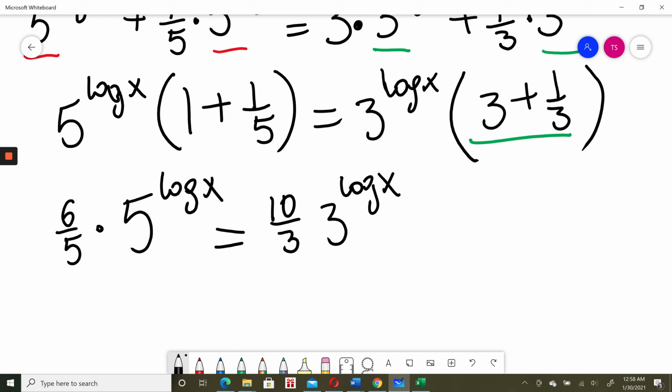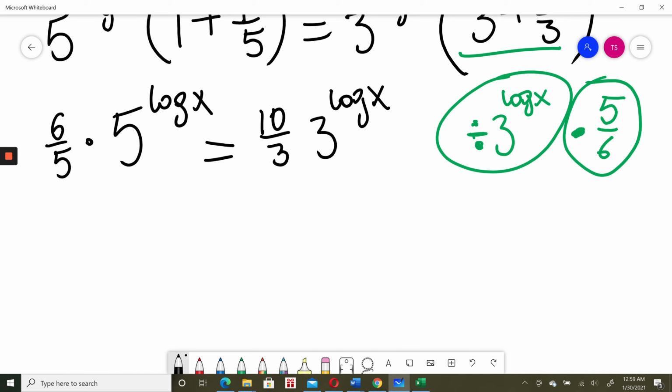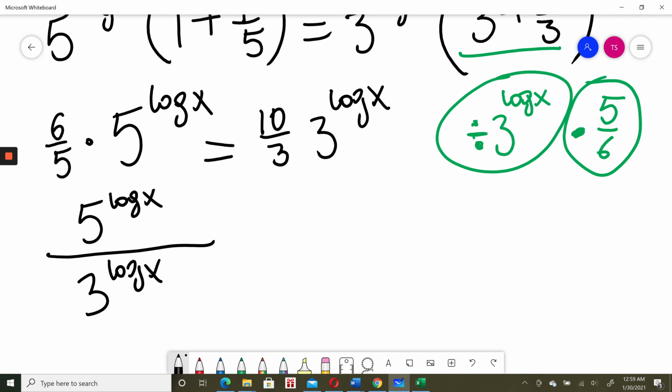At this moment, I want logarithms on the left side. That's why I will divide both sides of this equation by 3 to the power of log x. I will do it quickly, and I will also divide both sides by 6/5. So I will just multiply by the reciprocal, 5/6. What will I get quickly? 5 to the power of logarithm x divided by 3 to the power of logarithm x. This will be equal to 10/3 times 5/6.